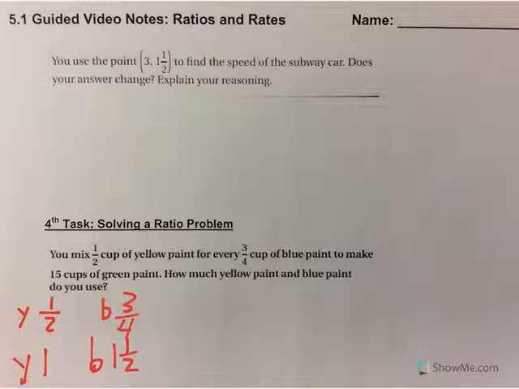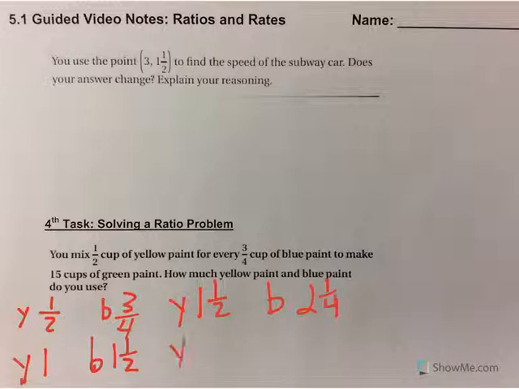So if I mix a 1/2 cup of yellow and 3/4 of a cup of blue, then to keep that same ratio, I would have to add 1 cup of yellow with 1 and a 1/2 cups of blue. Just keep adding halves. So again, for the yellow, 1 and 1/2. And then for the blue, add 3/4 to that would be 2 and 1/4.